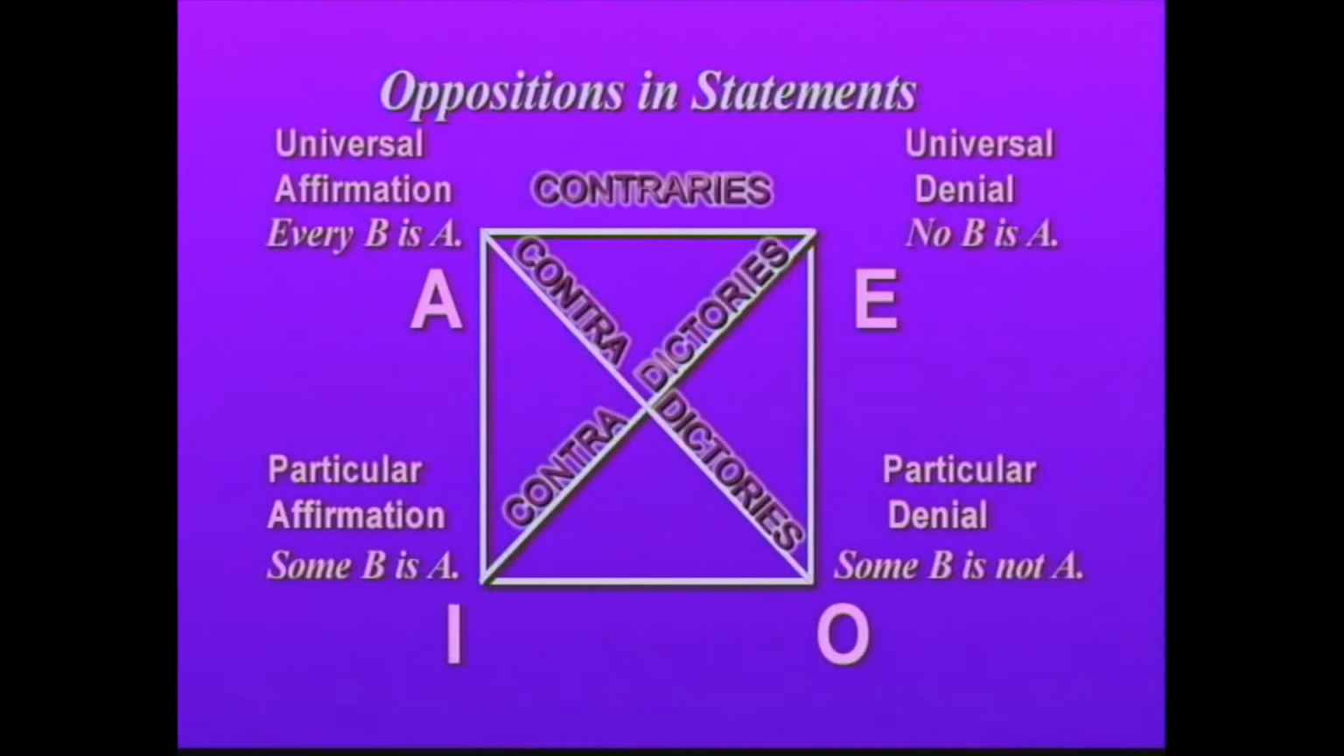So the universal affirmation is contradicted by the particular denial. The particular affirmation is contradicted by the universal denial, and vice versa. A is contradicted by O, I by E. So we can sum up the contradictories in this way. Two statements are contradictories when, having the same noun and verb, they differ both in quantity and quality.